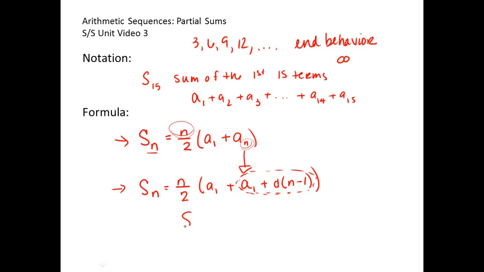You could clean this up, and this is how you'll actually see it written most often. Now that I've got this in here, I can combine like terms and say I have two a sub 1s plus the common difference times n minus 1. I don't really care which one you use, but you will probably be using this second version the most.